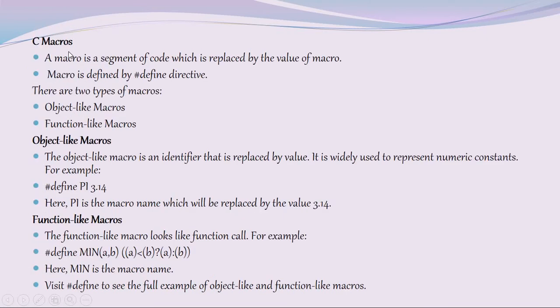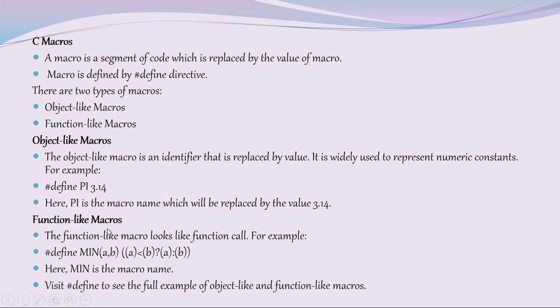Next is macros. A macro is a segment of code which is replaced by the value of the macro. Macros are defined by the #define directive. There are two types of macros: one is object-like macro, another is function-like macro. Object-like macro, see the example here: #define PI 3.14. Wherever you have PI in your code, it will be replaced by the value of the macro, that is 3.14. This is an object-like macro.